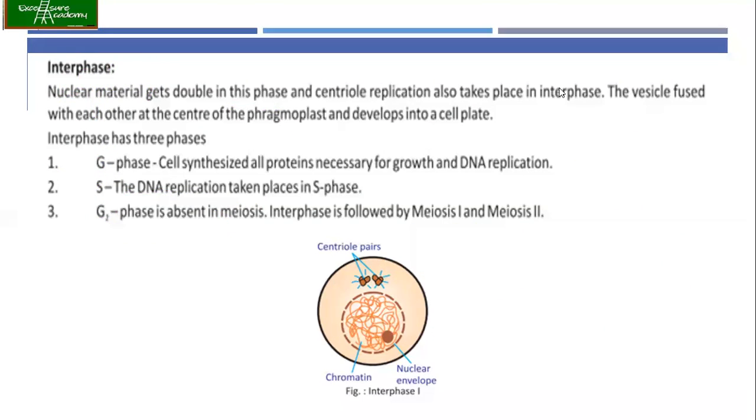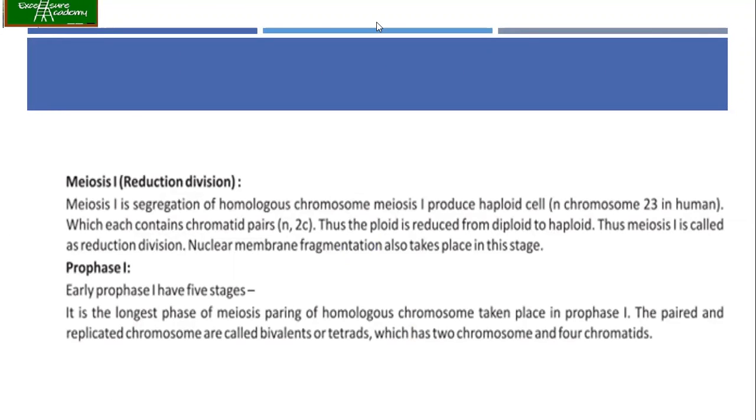So meiosis 1 is called the reduction division, right? Meiosis 1 is the segregation of homologous chromosomes. Meiosis 1 produces haploid cells. That is, in humans we have 23 chromosomes, each of which contains chromatid pairs, n or 2n actually. Thus, the ploidy is reduced from diploid to haploid. Thus, meiosis 1 is called the reduction division. Nuclear membrane fragmentation also takes place in this stage. As we already talked about, in the prophase the nuclear fragmentation happens. This is very similar to your mitosis.